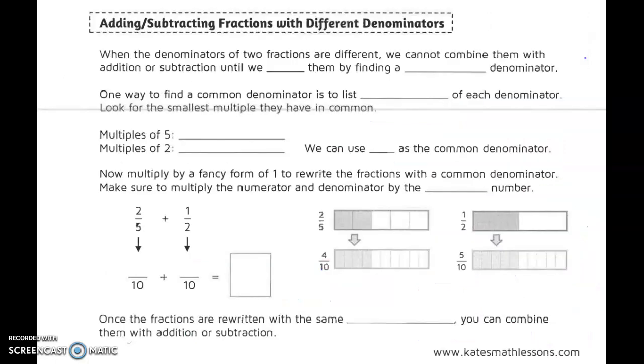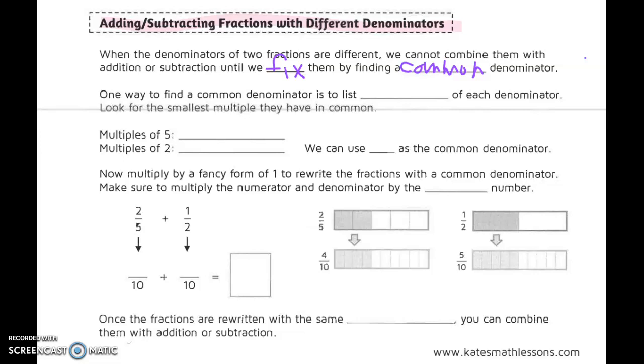Now let's look at another instance in which the denominators will be different. When the denominators of two fractions are different, we cannot combine them with addition or subtraction until we fix them. We need to fix them by finding a common denominator. We just learned how to do it with common denominators. That was pretty easy, right? So what we want to do is fix these to where they have common denominators as well. That way we can just go in and do what we did last time.